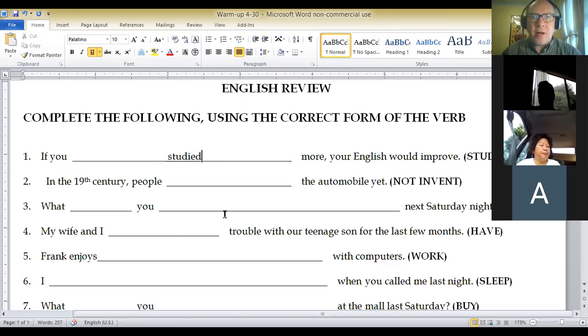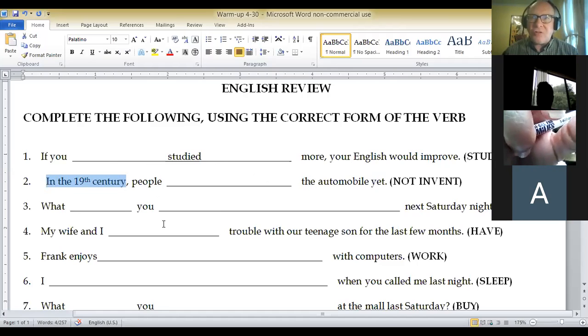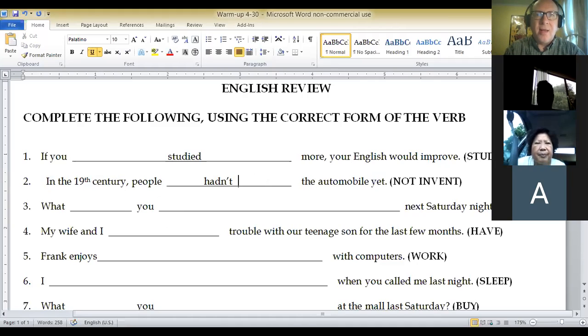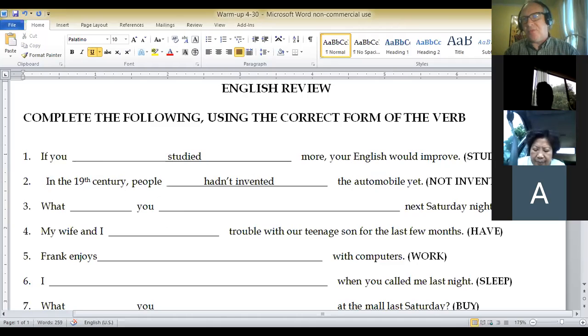Now here's another one. Ooh, here's another one with not yet, but it's not yet in the 19th century, right? Now we have cars, but in the 19th century, no cars, right? So what can we say? People hadn't invented or didn't invent it. Hadn't invented. Very good, Alejandra. We're using a past perfect in that case, right? A past perfect. People hadn't invented the automobile, right? They invented it later. Now we have automobiles, but in the 19th century, it hadn't been invented yet.